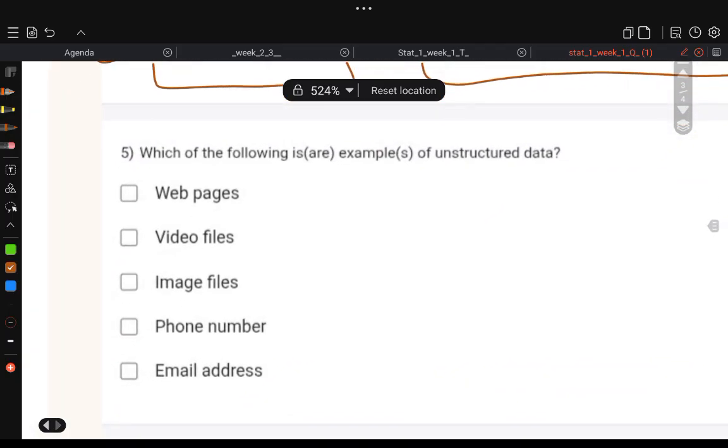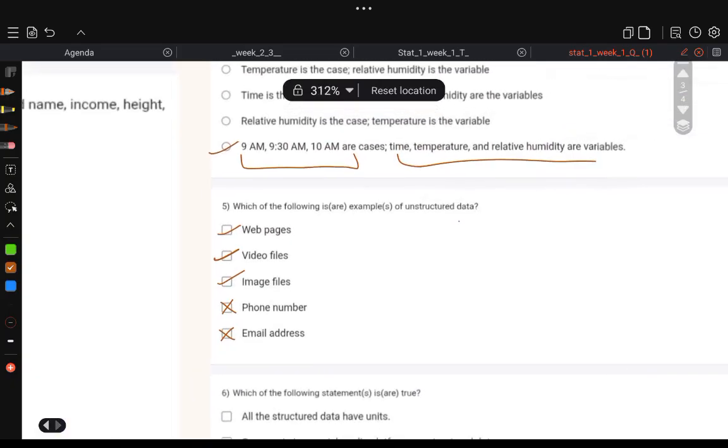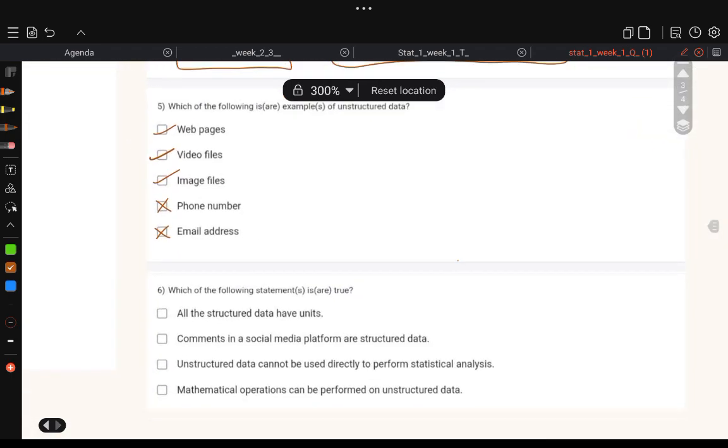Unstructured data, see, he's asking about unstructured data. Phone number is not unstructured. Email is not unstructured, as they are unique. Image files can be the same, video files can be the same, a website in fact can be the same, as we usually make dummy websites in our practicing period, so they can be the same. So these three are unstructured data.